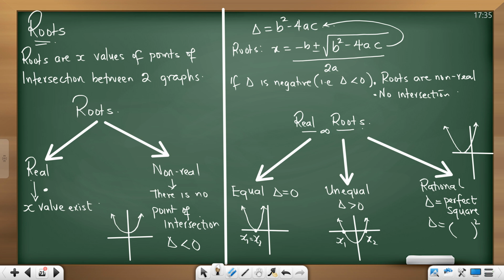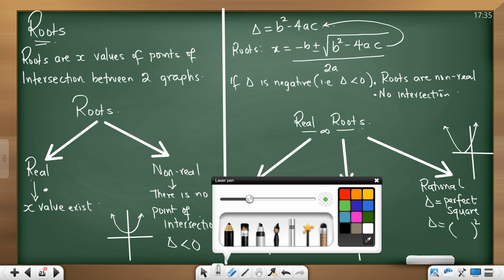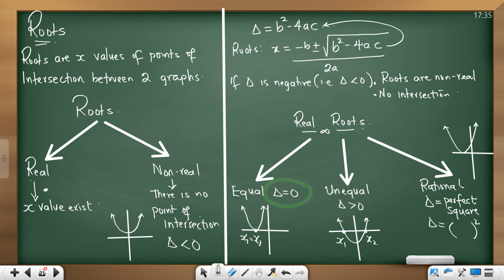Yes, Michelle? Please may I ask what's the difference between rational and equal? All right. In terms of the graph, they may look the same. So we just normally say equal roots. Your discriminant must be equal to 0. But for them to be rational, your discriminant must be a perfect square. So the discriminant would let you know the difference. Oh, okay. Thank you, sir.